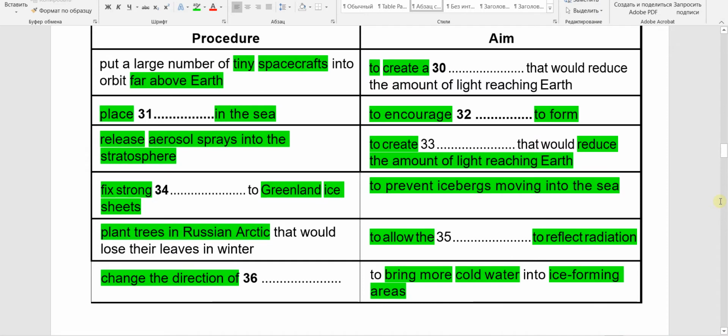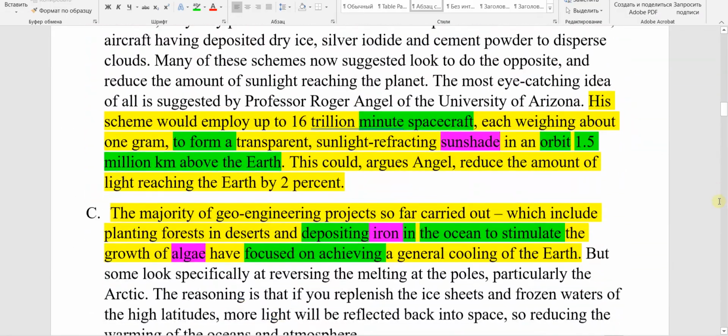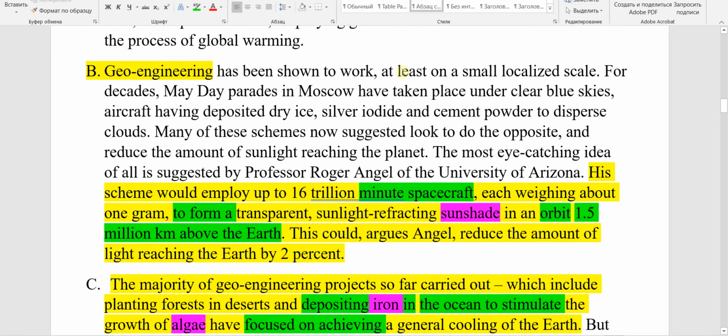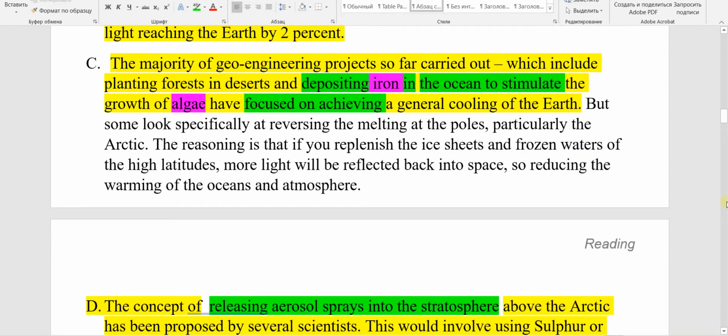Procedure and aim: place gaps in the sea to encourage gaps to form. Here we have two questions and we need to find a project which relates to the sea. So let's go to our paragraphs. I've already told you that we omitted A, and we have already done B. Let's go to C. In this paragraph, the author says the majority of geoengineering projects so far carried out, which include planting forests in deserts and depositing iron in the ocean to stimulate the growth of algae, have focused on achieving a general cooling of the earth.